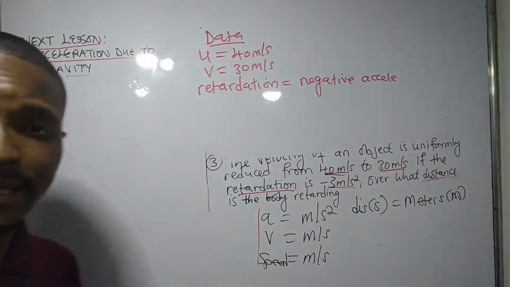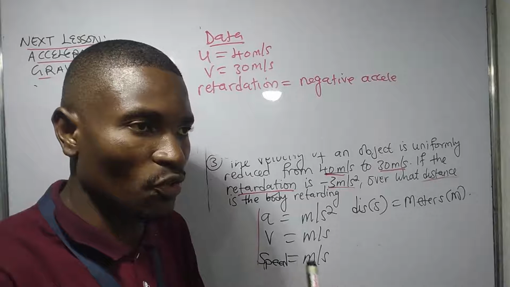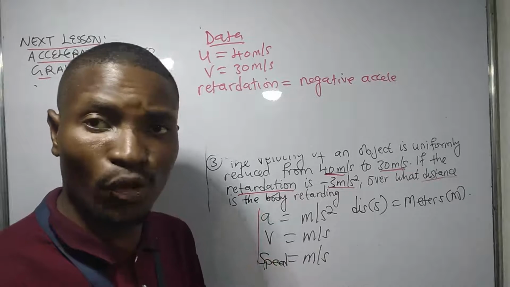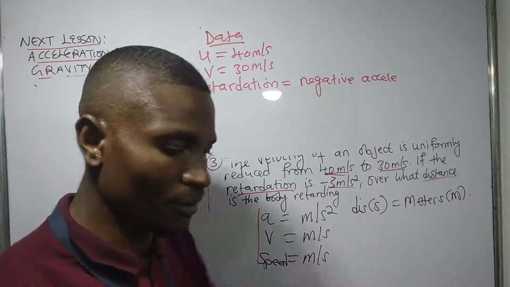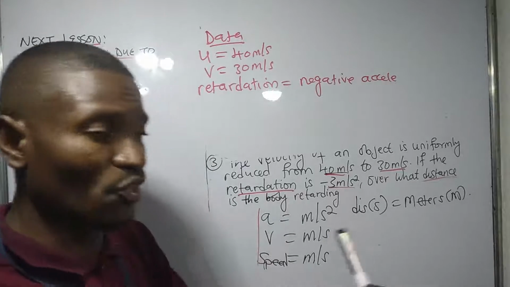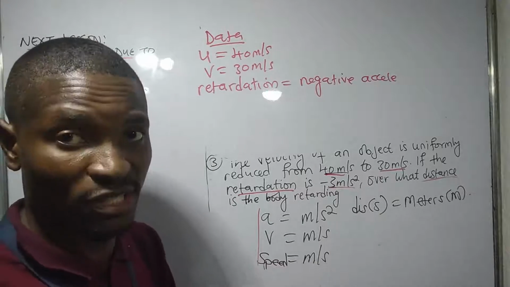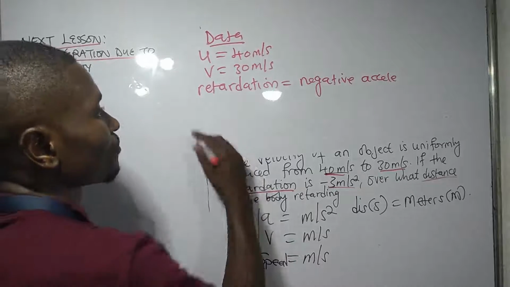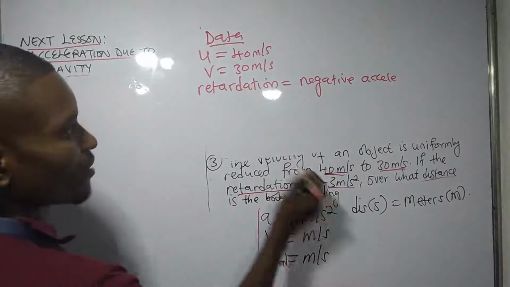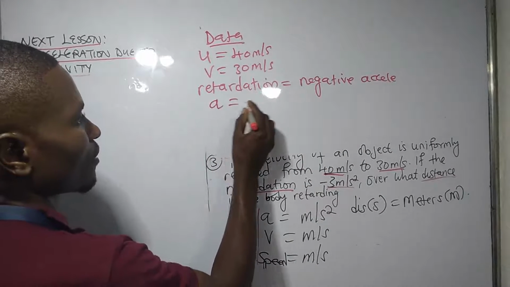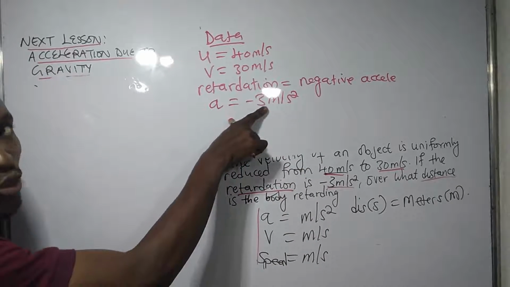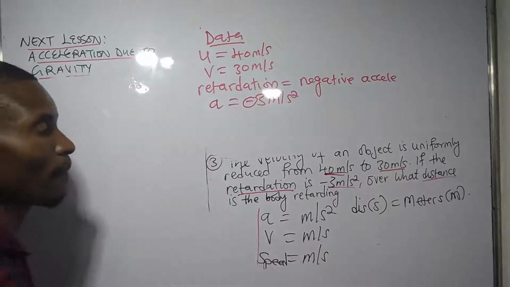Retardation means something is now slowing down. An example is when a car is approaching a hump. When the car is approaching the hump, it has to reduce its speed. So that's what we mean by retardation. Now you can see that acceleration equals -3 meters per second squared. So it was reducing because of the negative there.